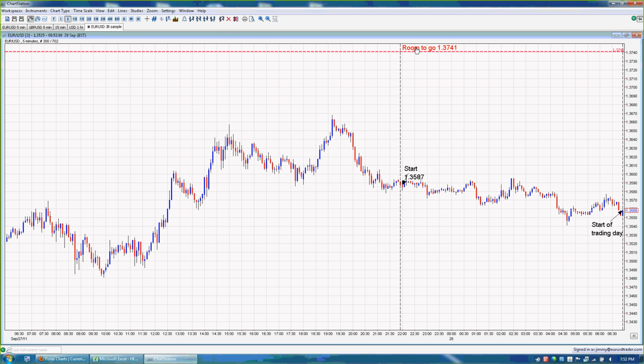So we know if it gets up here, 137.41, that we've got to be aware that it's not used as a place to be looking to sell. It's a place in the event you buy that your target for profit will be before that level. That's the main purpose of the room to go number.